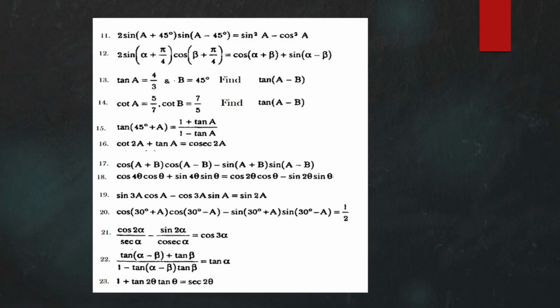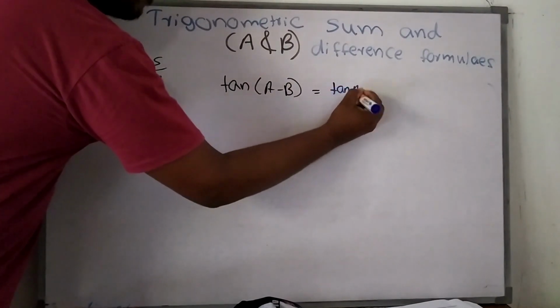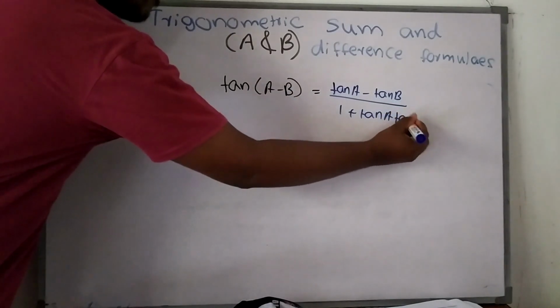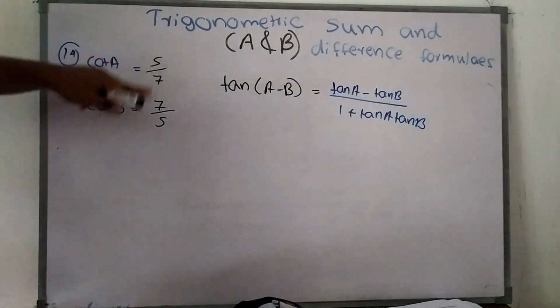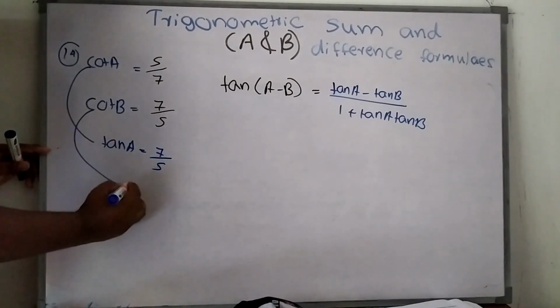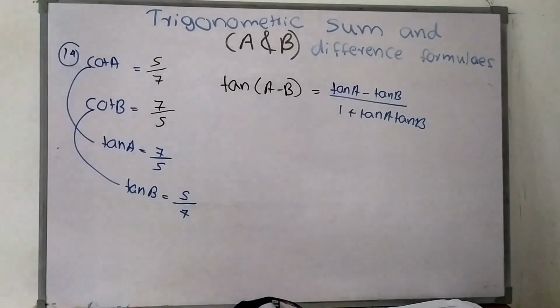Okay children, question number 14, right? Cot A equal 5 over 7, cot B equal 7 over 5. Find tan A minus B. So this is tan A minus tan B over 1 plus tan A tan B. Right? So here cot A equal 5 over 7, then tan A will be 7 over 5. So tan B will be 5 over 7. The reciprocal of tan is equal to the cot.